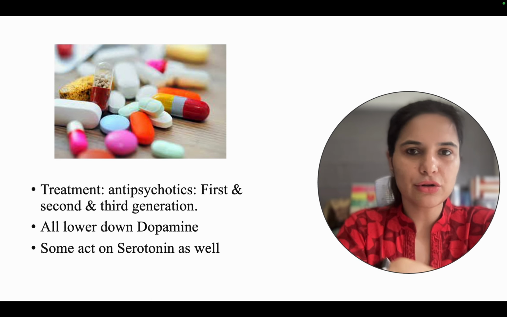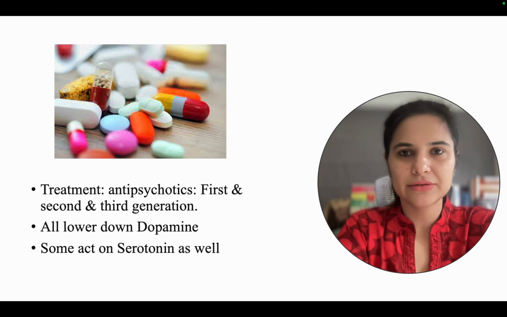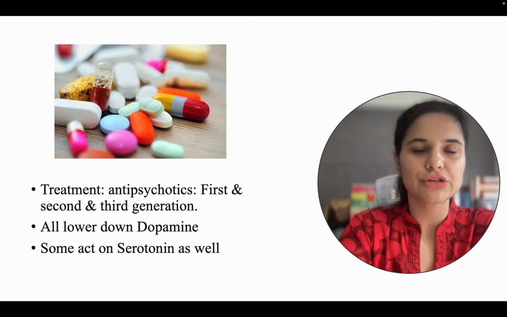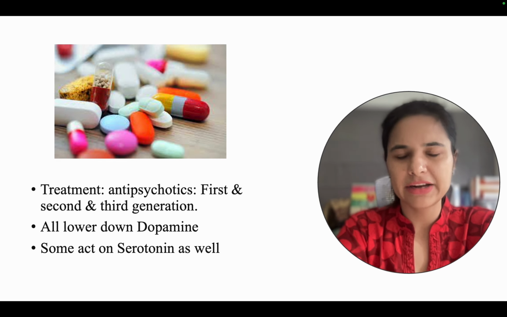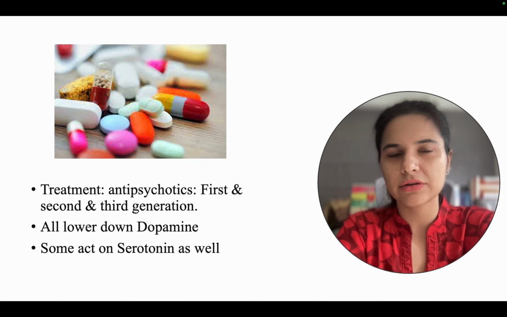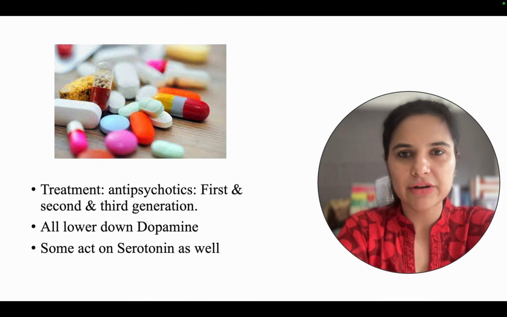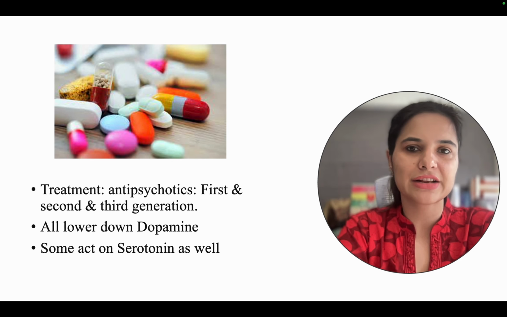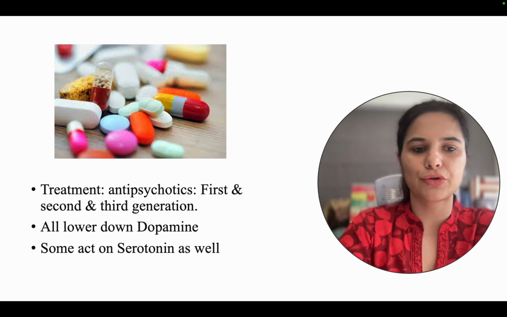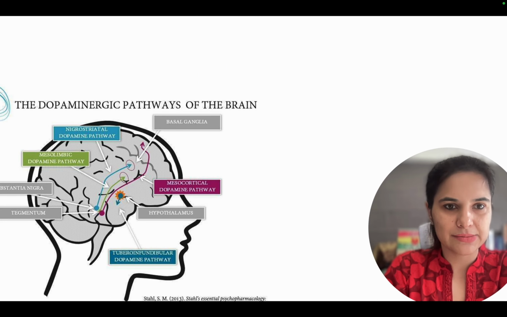Now, the treatment of hallucinations is always through some modality. Hallucinations have to be treated. They typically don't pass off on their own unless they're in the format of delirium or maybe a substance, where of course they may pass off when the substance wears off. So there are antipsychotics, first generation, second generation, third generation. All of them act on dopamine. Some act on serotonin as well.